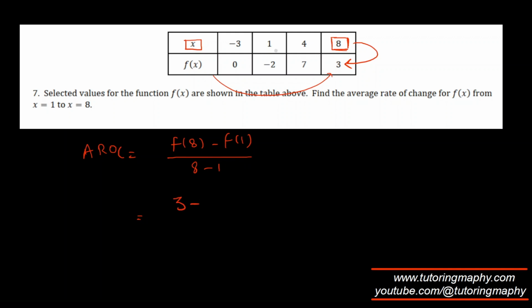So 3 minus f of 1. f of 1 is negative 2. Be careful with the signs. Over 8 minus 1 is 7. Double negative is positive, so 3 plus 2 is 5. So the answer is 5 over 7, if it makes sense.